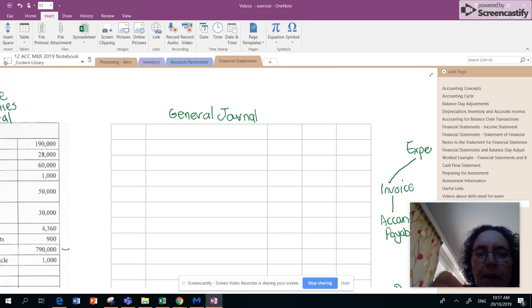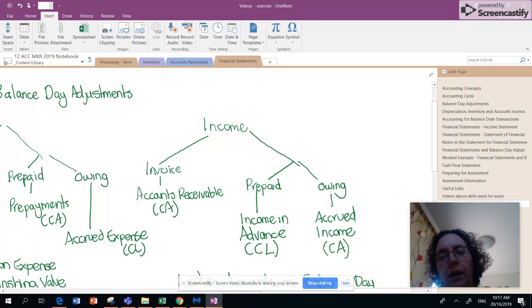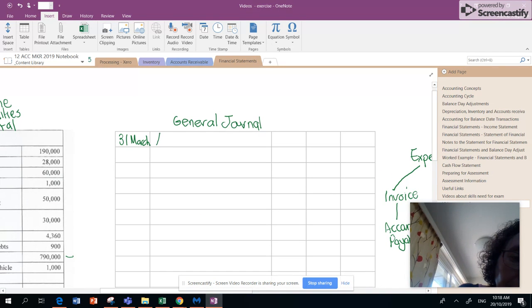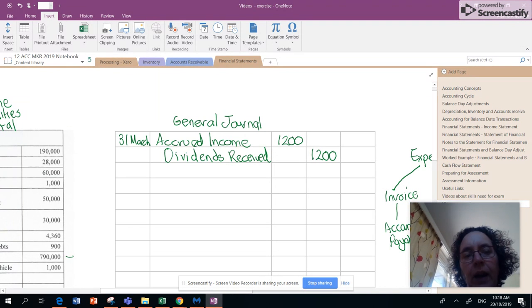So the date is 31st of March. Right, now if we go back over here, we can see that accrued income is a debit. So it is a current asset, so that means it's going to be the debit. So we're going to debit accrued income for $1,200, and we're going to credit our dividends received. And that makes sense, because for dividends received to increase, we need to credit it. Okay, because it's an income.